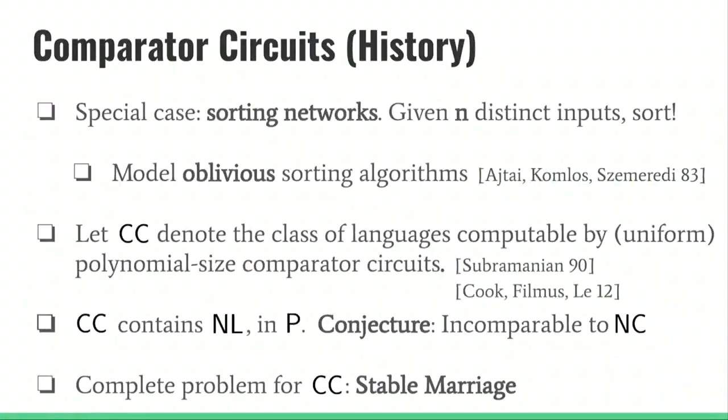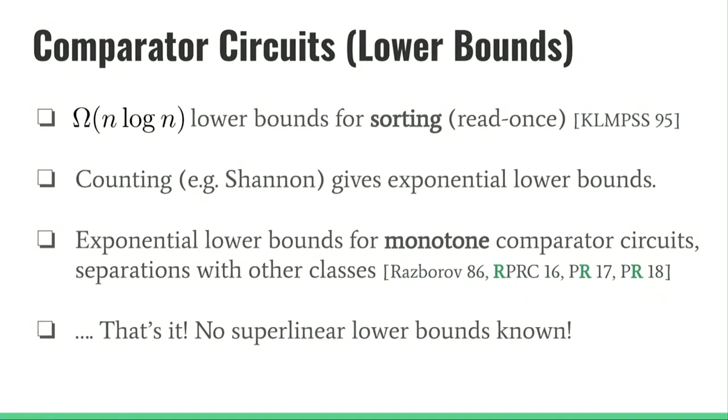So all in all, I think this thing has been relatively understudied. In fact, there are only two canonical papers studying this: the paper by Subramanian, who introduced this model, and a recent paper by Cook, Filmus, and Lee, which kind of revived it. Okay, so what's known about lower bounds? Well, from sorting networks, apparently we have basically matching lower bounds for sorting networks.